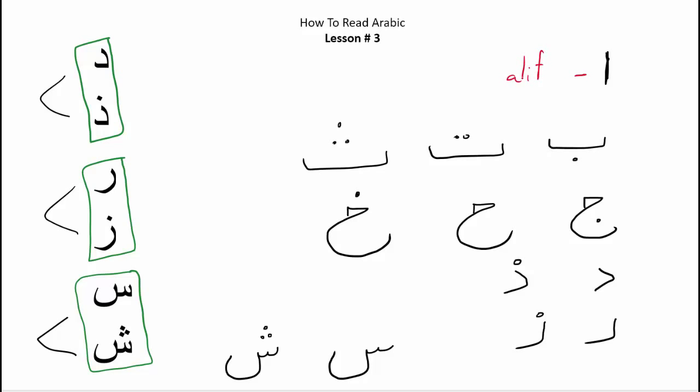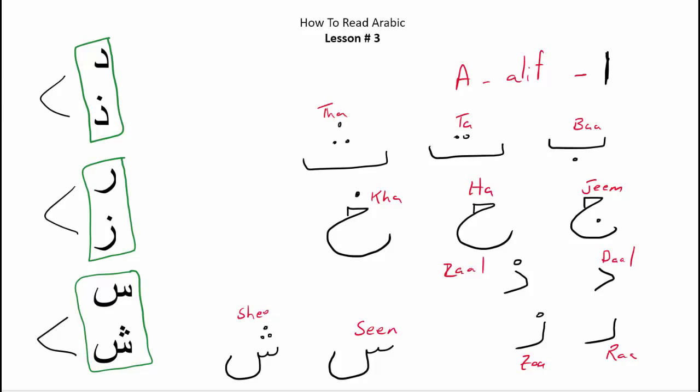Alif, which is the same as A. Okay. We have ba, ta, tha, jim, ha, kha, dal, zal, ra, za, sin, and sheen. And let's talk about what do they each correspond to in English.